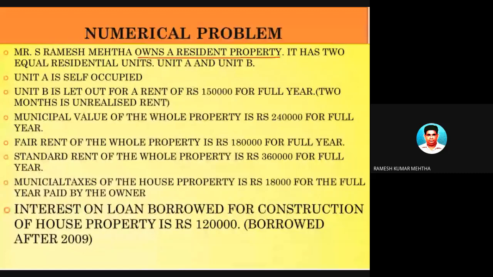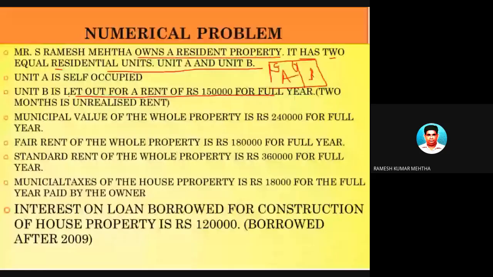It has two equal residential units, Unit A and Unit B. For example, this is a house property. It has Unit A and Unit B. Unit A is self-occupied and Unit B is let out for a rent of 1.5 lakh for the full year, of which 2 months' rent is unrealized.